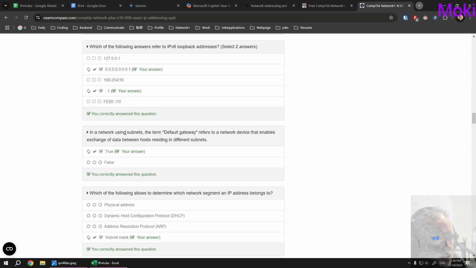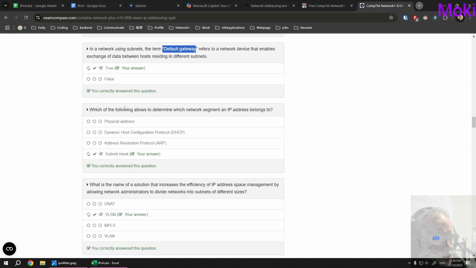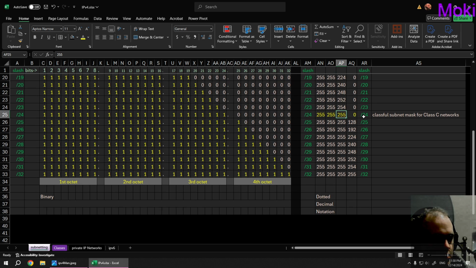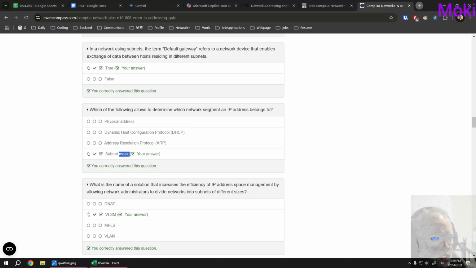In a network using subnets, the term default gateway refers to a network device that enables exchange of data between hosts. That's the router in your house. Which of the following allows you to determine which network segment an IP address belongs to? Subnet mask. If we go back to the subnet, /24, that's what's in your house. There are 255 available addresses in the network segment.